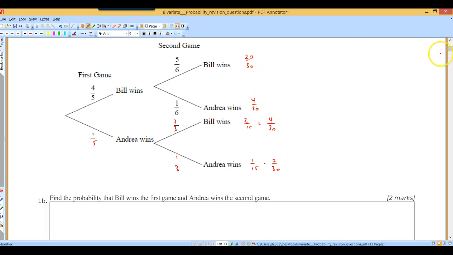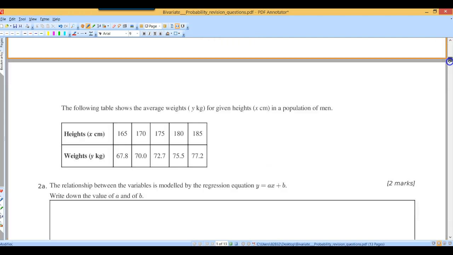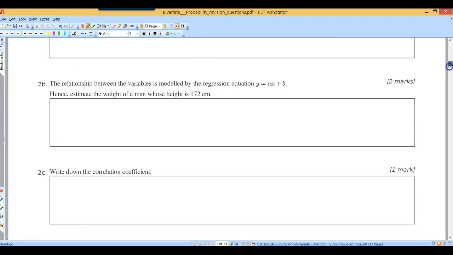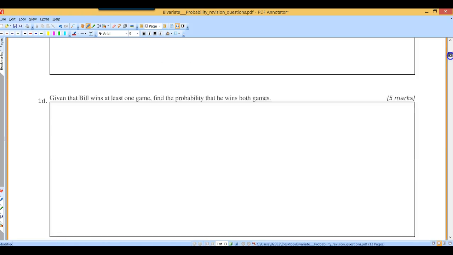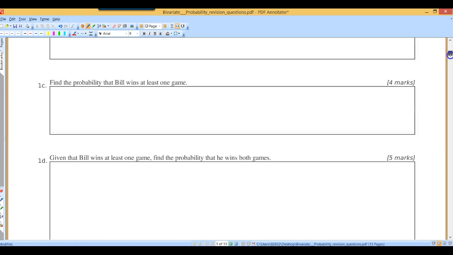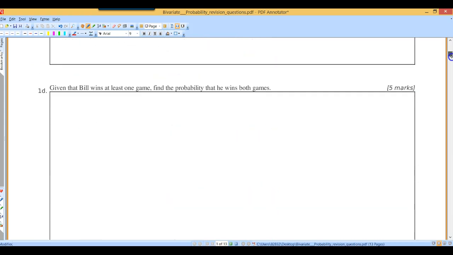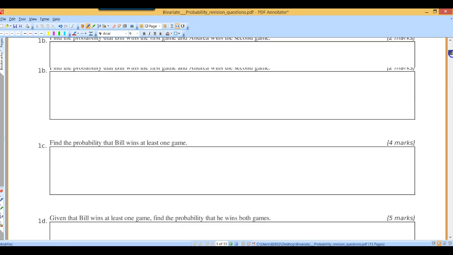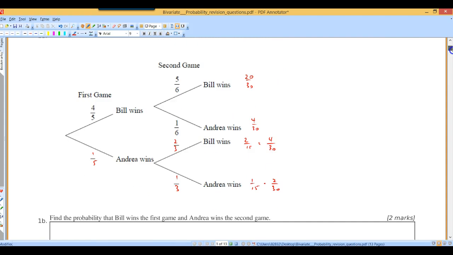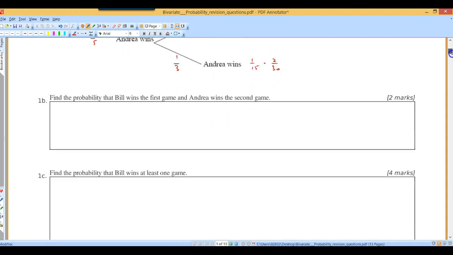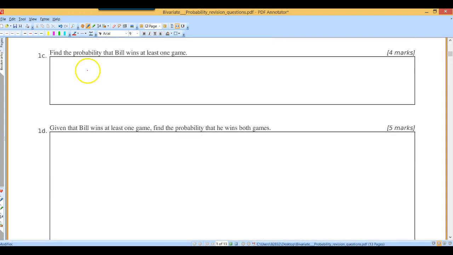So if you've got the same denominator, but also if we work through these questions through to part D, where it says, given that Bill, what does it say? Hang on, get back up here. Given that Bill wins at least one game, find the probability that he wins both games. Now, as I explained, in part C we've already worked out the probability that Bill wins at least one game. This gets back to what I was talking about before. At least one game, that's the probability of at least one game.